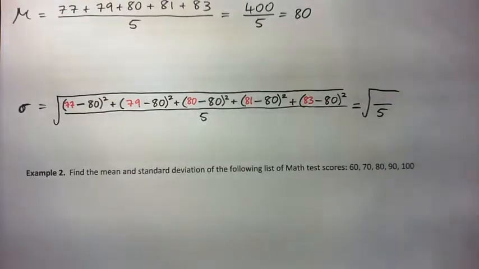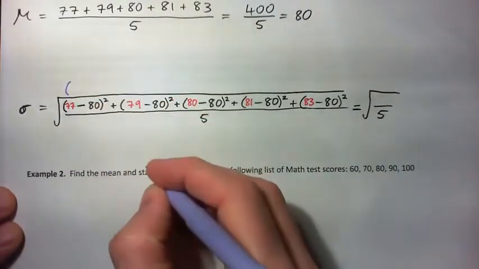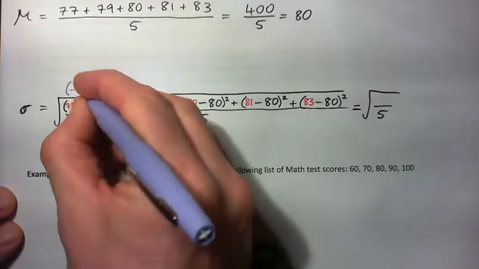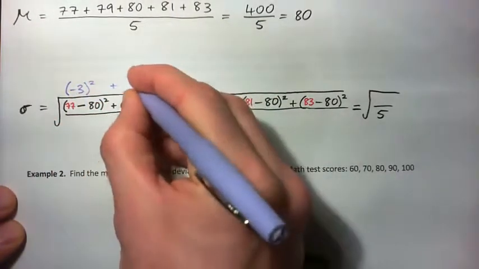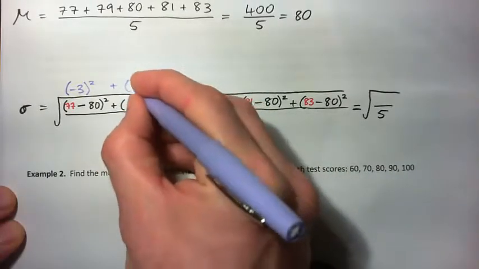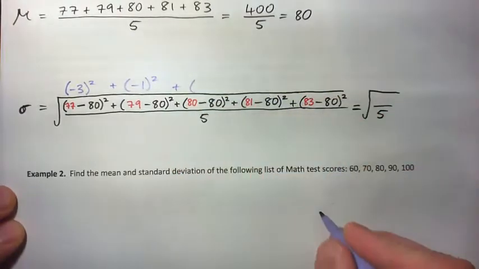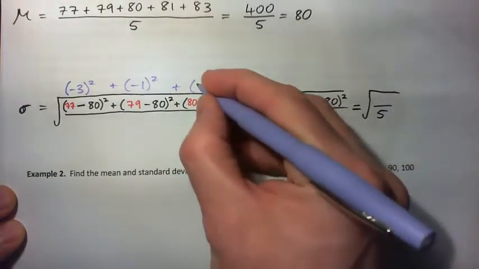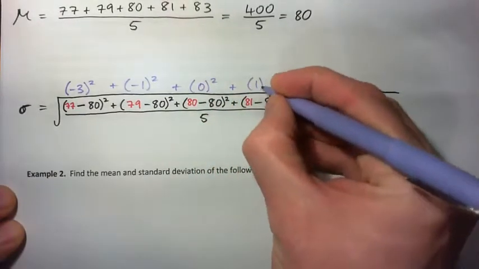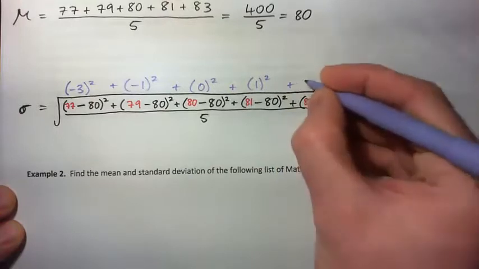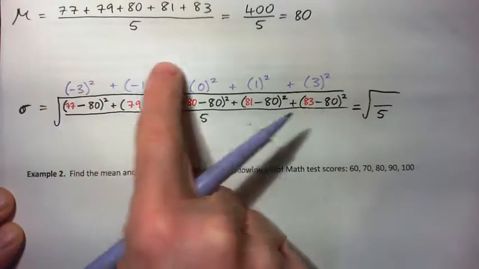So what I'm saying is I'm going to take 77 minus 80, and then square it. What's that? It's negative 3, and just do this step by step, negative 3 squared. Then 79 minus 80 is negative 1, square that. And what's 80 minus 80? That's 0, I need to square that. Then 81 minus 80, that's 1, I need to square that. And then 83 minus 80, that's 3, we need to square that, right? So then we're going to square each one of these.